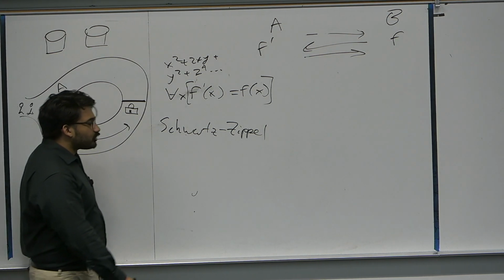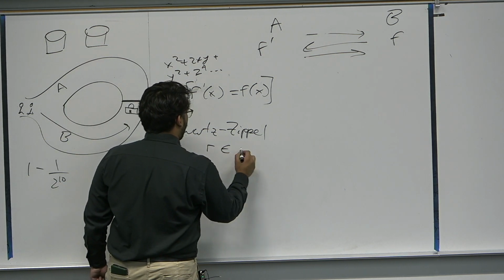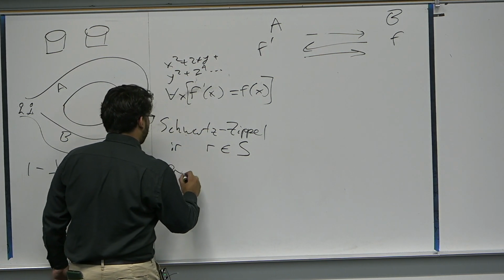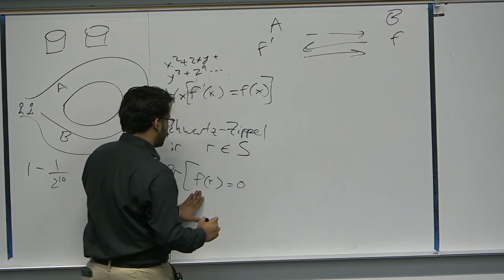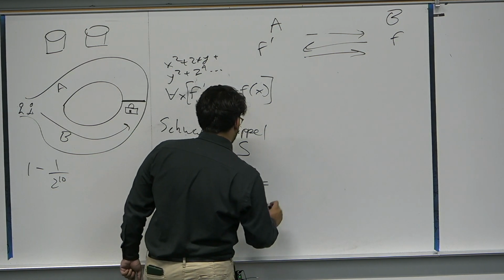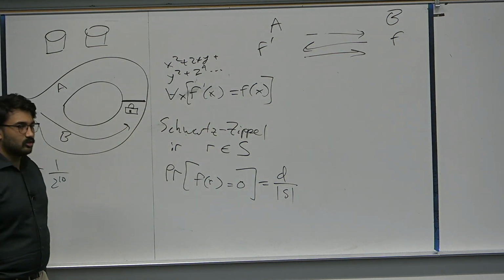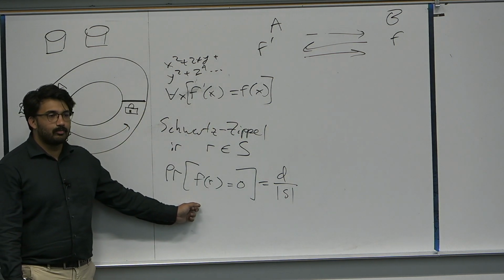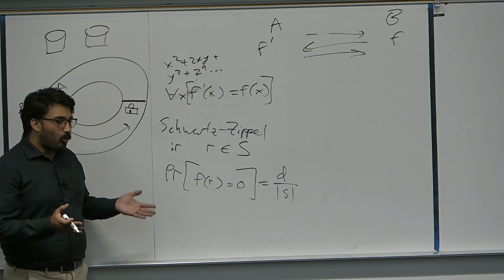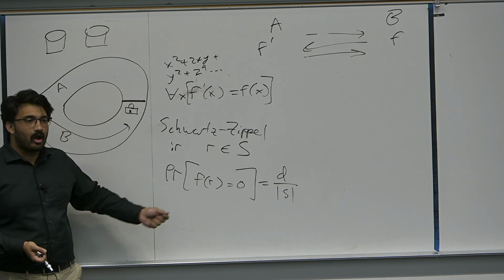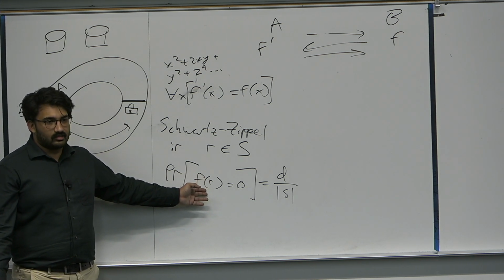But the Schwartz-Zippel lemma basically says that if r is drawn randomly from a domain S, the probability that a polynomial has a root at r is at most the degree of the polynomial divided by the size of S. You could prove that, I'm not going to. But essentially, if you draw a random point from some specific domain, what is the probability that the point is a root of a polynomial? That's what it is saying.